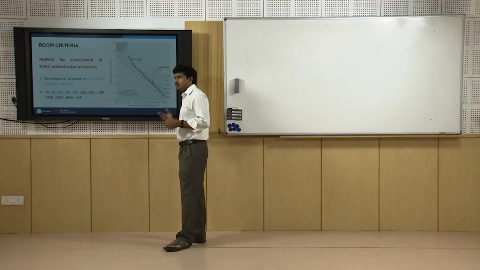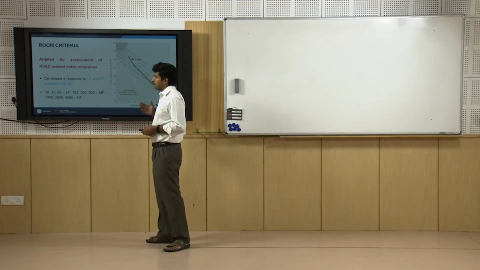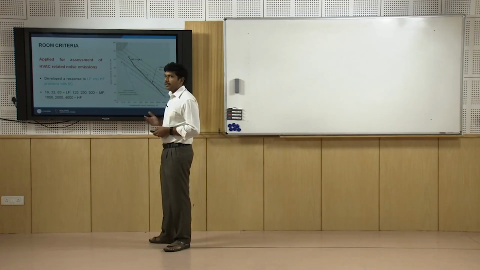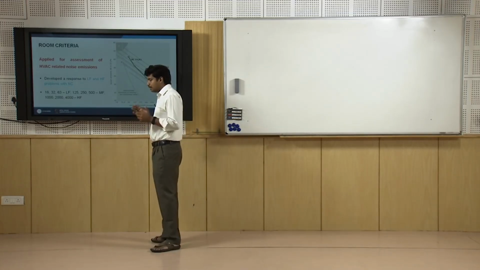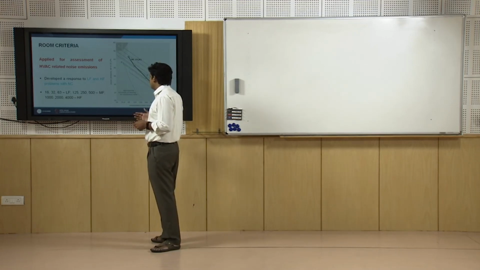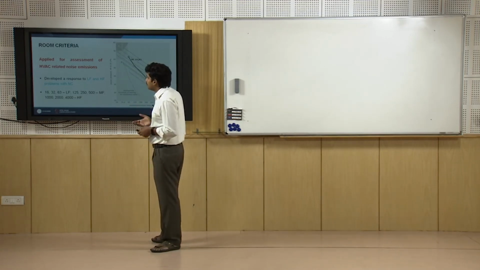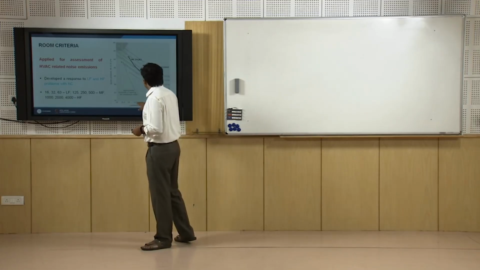The current one is more commonly referred to as RC Mark II. There have been many improvements in this room criteria. These are certain definitions or criteria which are set by a standard. So the current one is RC Mark II. This is a similar graph.